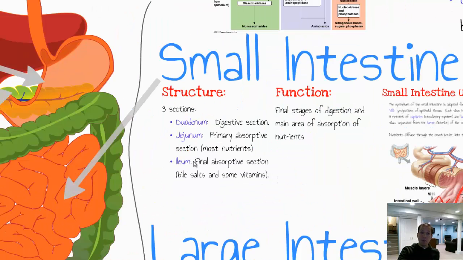Okay, which brings us to the small intestine. Three main parts: the duodenum, the jejunum, and the ileum. In each case, digestion is happening a lot in the duodenum, then absorption is primarily happening here in the jejunum, and then some of the final absorption of nutrients, particularly fats, that take a little bit longer to dissolve and digest, will happen here in the ileum.